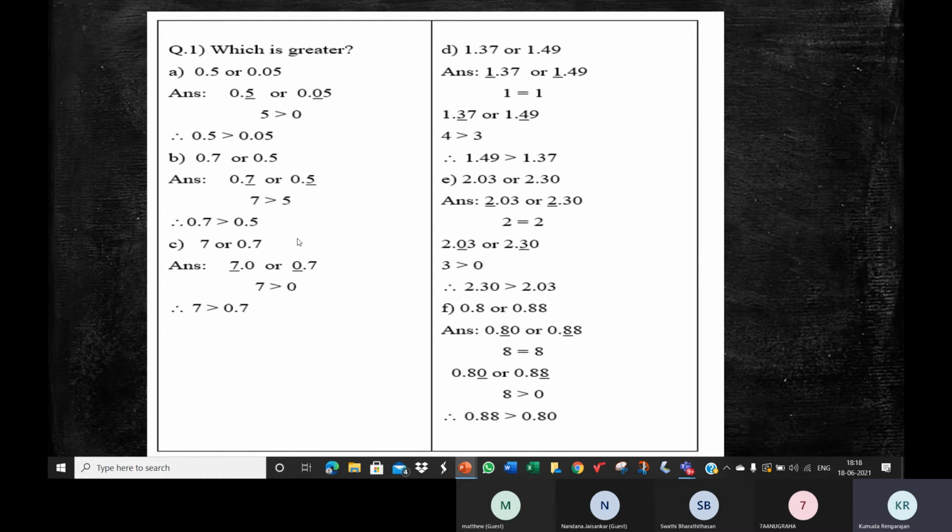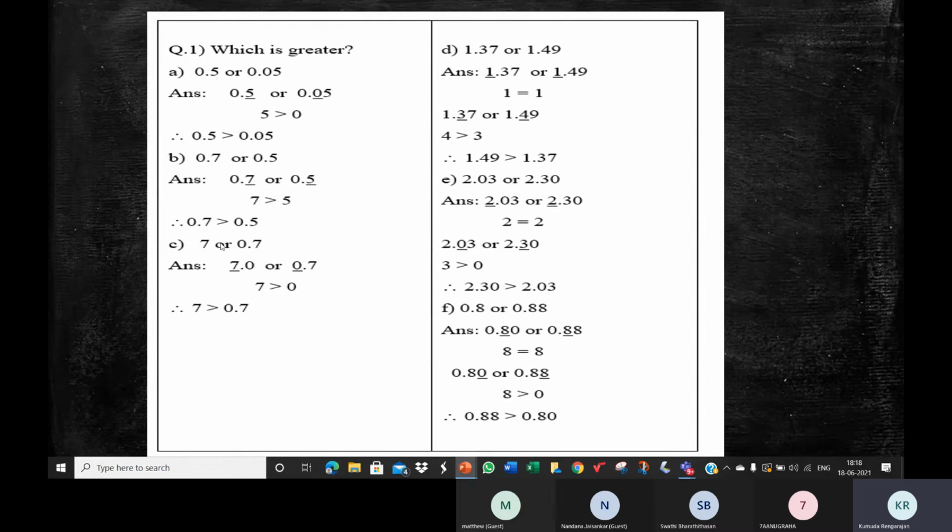Now let's see everything, then maybe it will be clear. See the next one, 0.7 and 0.5. I've written the two numbers 0.7 and 0.5 below here. Again, the whole number part, both are 0, so you cannot decide which is bigger or smaller. Then move on to the decimal part. 7 is in the 10th place, 5 is in the 10th place. Compare the digits in the same place value. 7 is greater than 5. That means 0.7 is greater than 0.5. That's all. It's so simple.